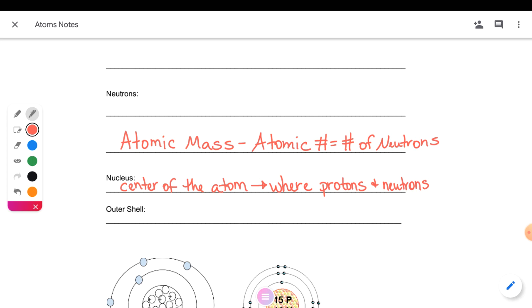Okay, outer shell. What is the outer shell? Sometimes they're called electron rings. Those circles around the nucleus. What happens there? The electrons. Yeah, that's where the electrons are. Okay, it's where the electrons are.